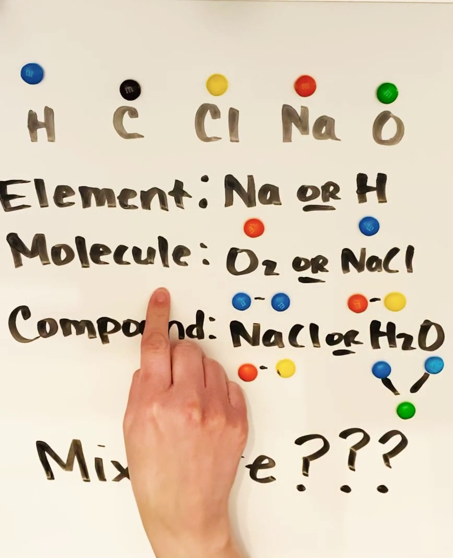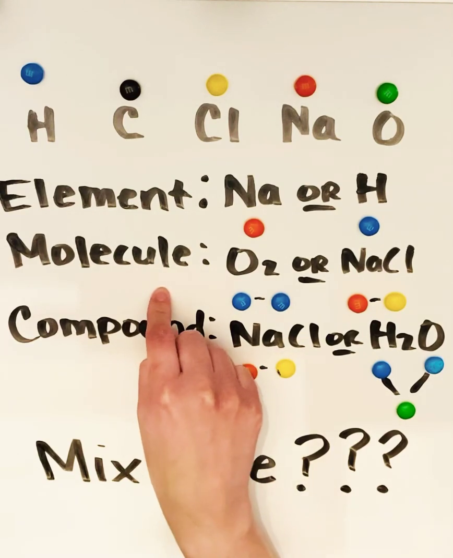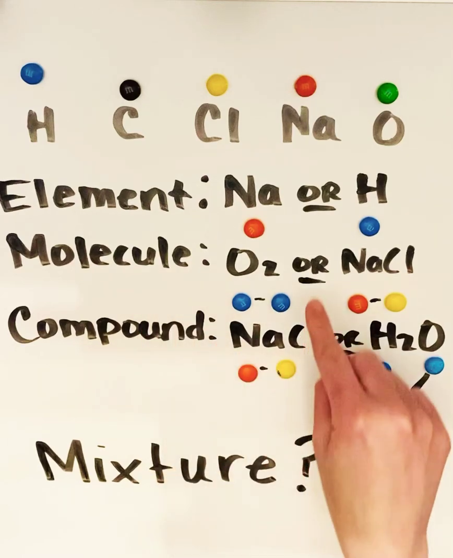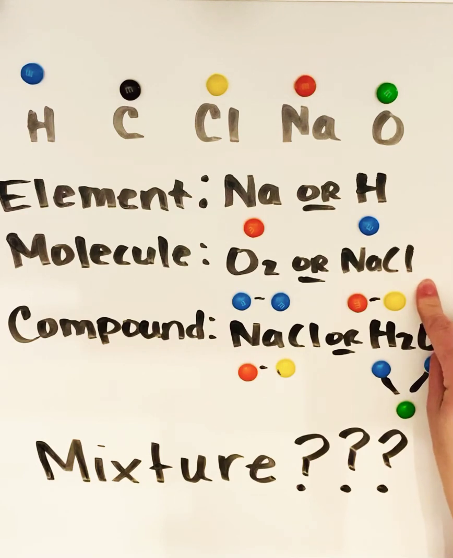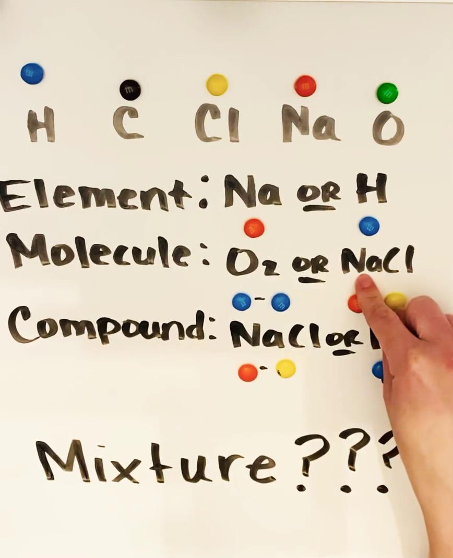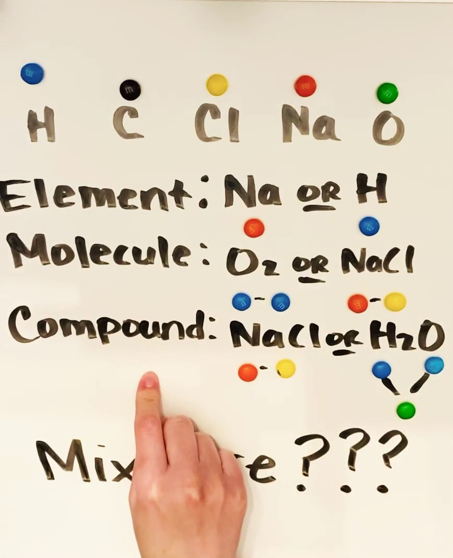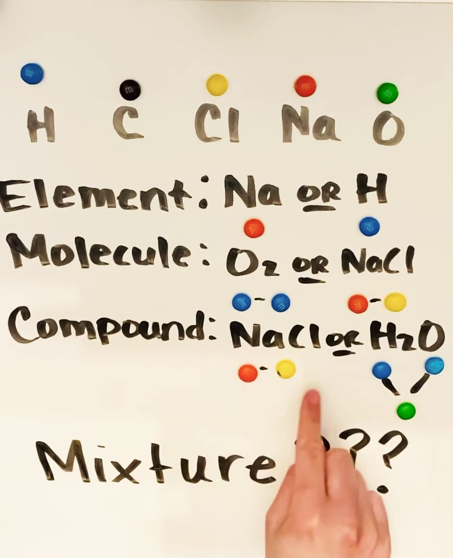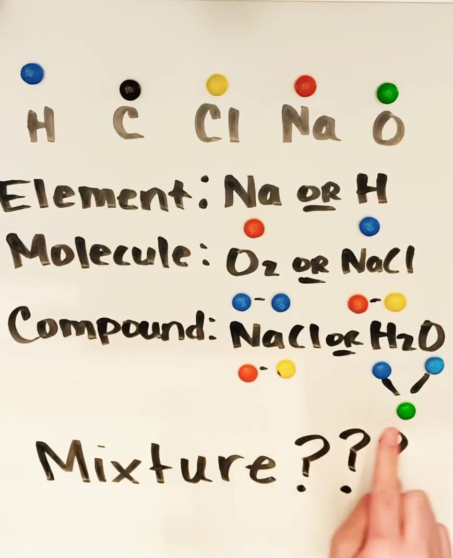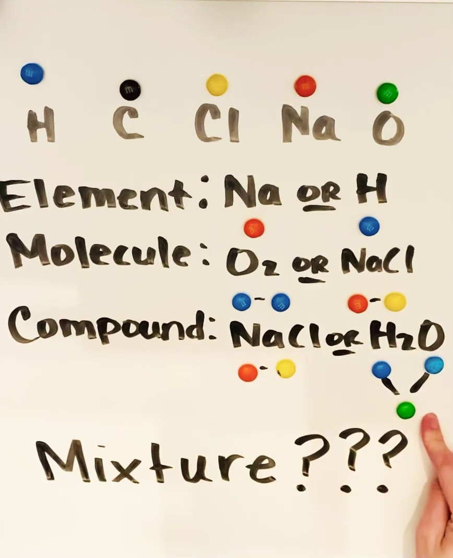We learned that a molecule is two or more of the same elements chemically combined, or two or more different elements chemically combined. So O2 is an example of a molecule. Sodium chloride is another example of a molecule where we have one atom of sodium, one atom of chlorine chemically combined. And then compounds we learned had to be two or more different elements chemically combined in a set ratio. So sodium chloride again, since it's two different elements, sodium and chlorine, that's a compound. And then water is also a compound because we have two atoms of hydrogen chemically combined with one atom of oxygen.